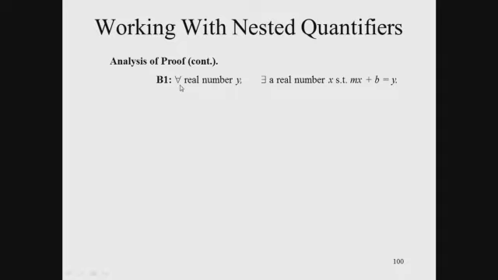We're going to process the statement B1 from left to right, and the first quantifier we see is for all. And so we need to identify the objects, the certain property, and the something that happens. The objects being what here? For all real numbers y. Real numbers y. Those are the objects. The certain property, there isn't one. And the something that happens is everything else.